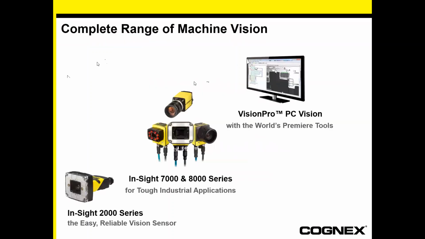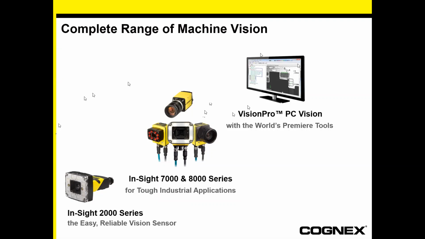With Cognex, they have a huge range of different products, starting with, at the bottom end, the Insight 2000 series, which is fairly small, very flexible, with different lighting options. Then we go up to the Insight 7000, 8000, and there's a 9000 range that's just been brought out. And then at the higher end, we have what we call Vision Pro, which is a PC-based vision system. It's where you have dumb head cameras and you run the software on a PC like the laptops you're all looking at here, and it does all the processing.